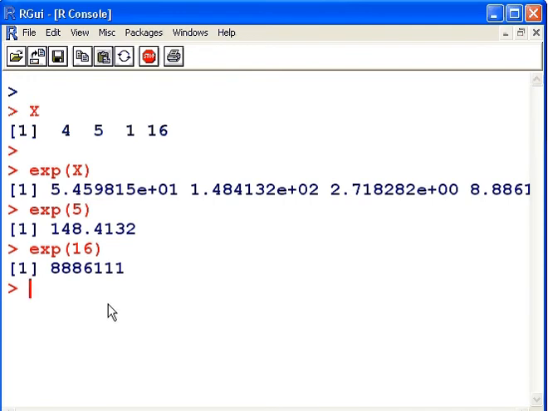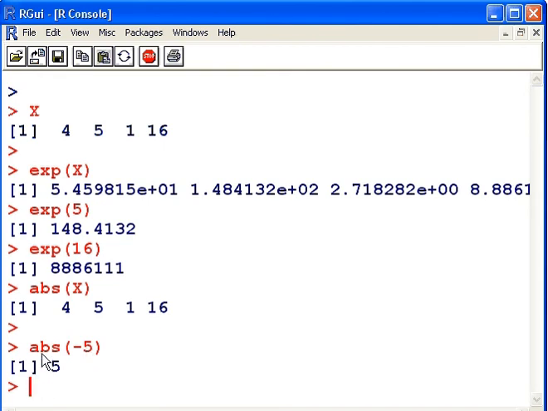Finally, we're going to look at the absolute value here. So I'm going to bring up some new numbers here. So absolute value of x, simply return the same numbers. Now, suppose I have some negative numbers here. Absolute value of minus 5, just returns 5. Okay, so the command in that case is abs, absolute value. And that concludes our presentation.